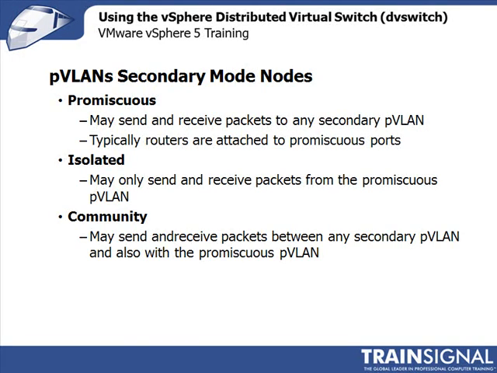Now, a community means that you can have 2, 3, 4 multiple hosts in that community that can talk to each other and also can talk to the promiscuous port. Now, the community can also send packets to any other community secondary private VLAN. So if there's multiple secondary private VLANs that are community, then they can talk to each other, and obviously they can talk to hosts that are part of their community and with the promiscuous port.